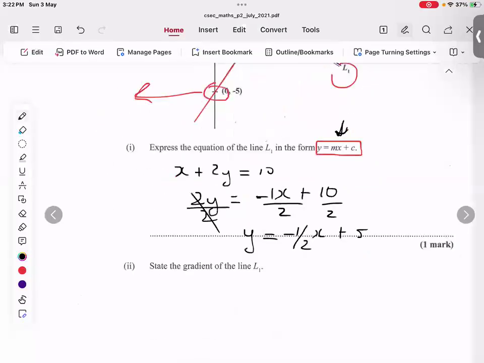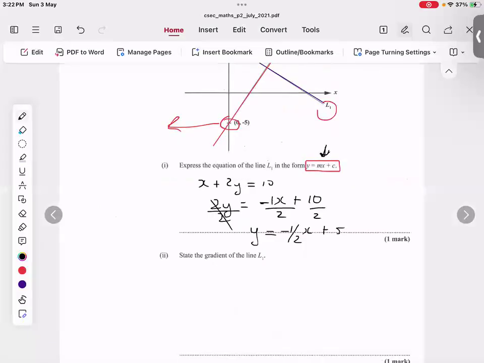All right, plus 5. So we want to write it like that so we can clearly see the numbers in front of the x and the 5. Now it says state the gradient of L1.